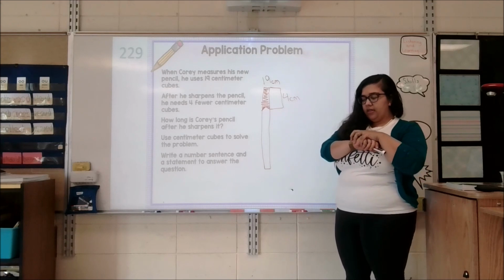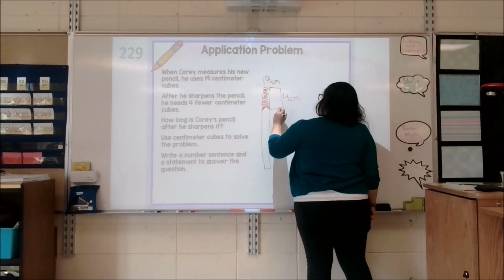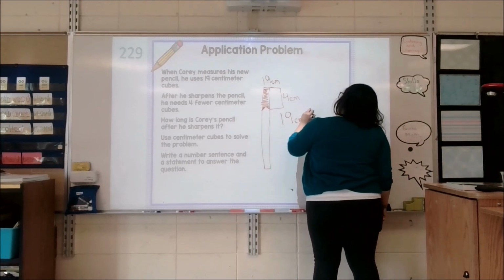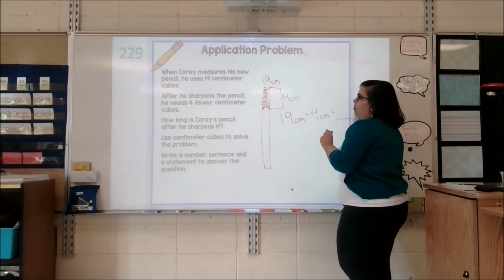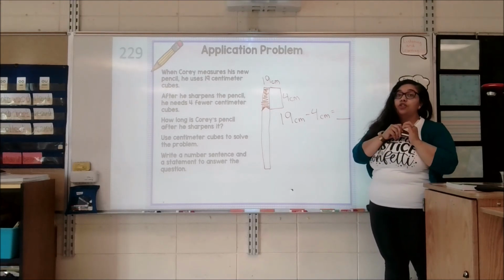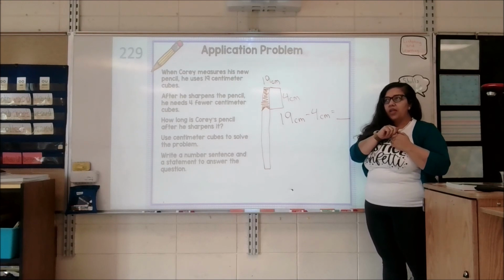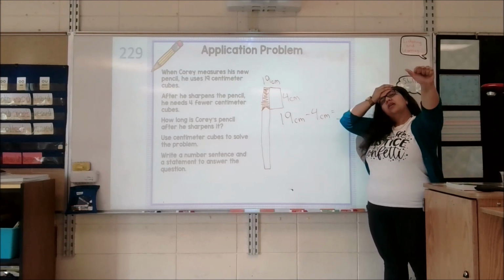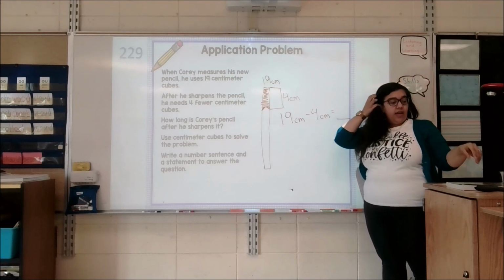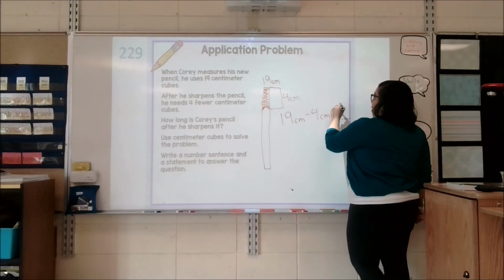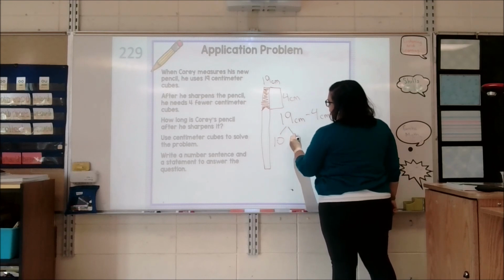What could be a number sentence to solve this problem? So 19 centimeters minus 4 centimeters is equal to however many centimeters needed to now measure Corey's sharpened pencils. What is 19 minus 4? Well, we can count back. So 19, 18, 17, 16, 15. Okay, I do believe it's 15, but I want to check my work. I want to use my take from 10 strategy to check my work.